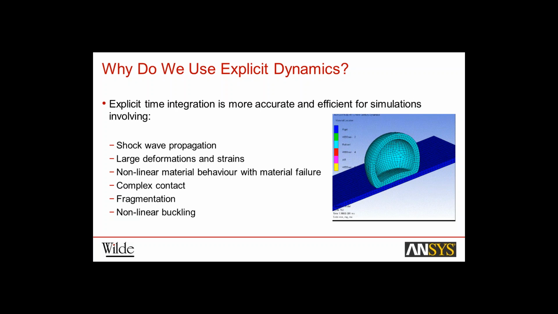With contact, we can look at self-seeking contact, as we don't know how the structure is going to behave after load's been applied. We can include some sophisticated contact in our analyses. Moving on to fragmentation, we can look at the effects of blast and ballistic type of approaches and look at what happens to our structures. And finally, we finish off with a very difficult type of analysis in implicit, which is nonlinear buckling, where we've got large deformations, nonlinear materials, and contact type problems all in one analysis.